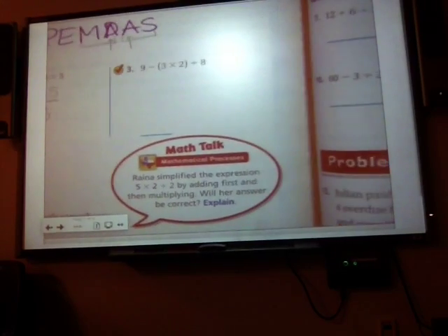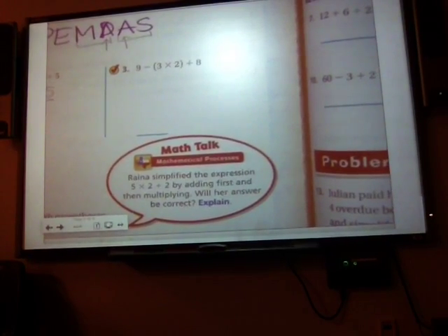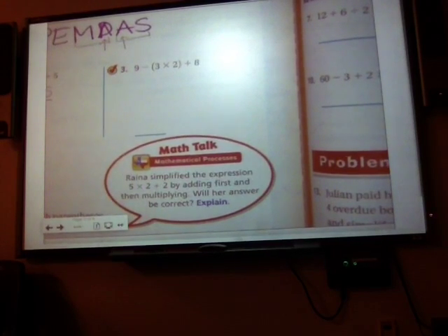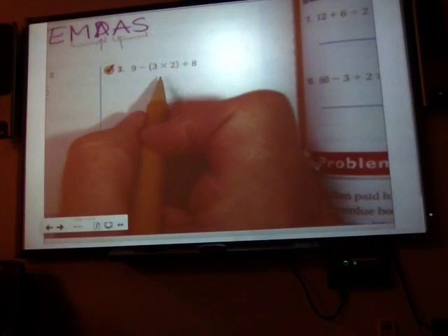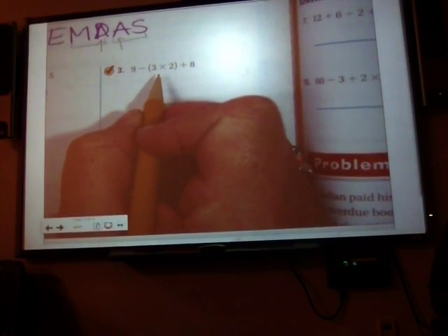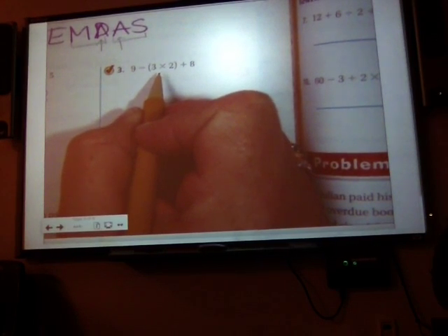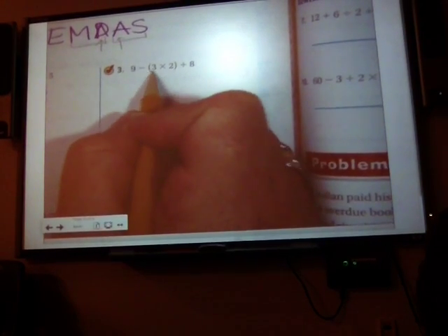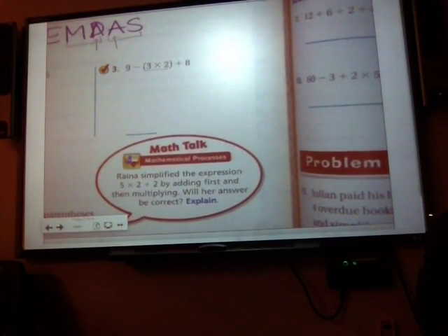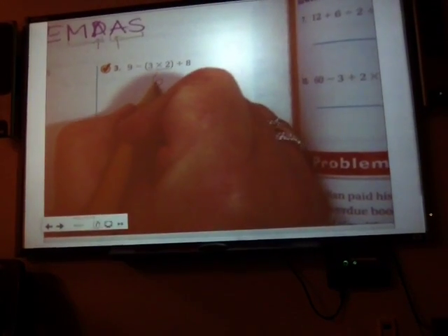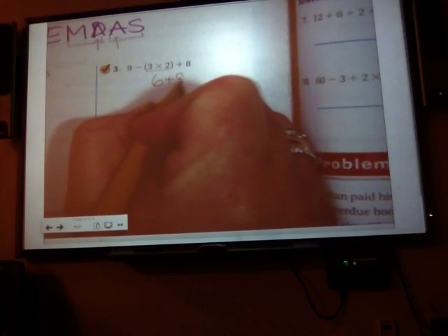Number 3. Moving on, PEMDAS. Please excuse my dear Aunt Sally. So, do I have parentheses? Sure do. So I'm going to solve my parentheses first. What is 3 times 2? 6. Bringing down everything else.